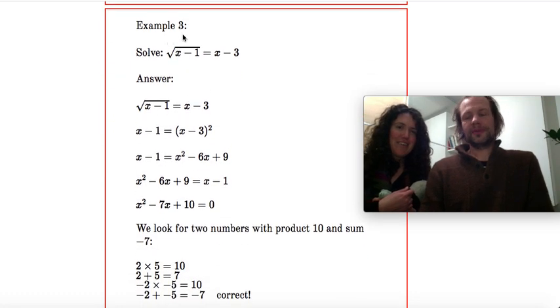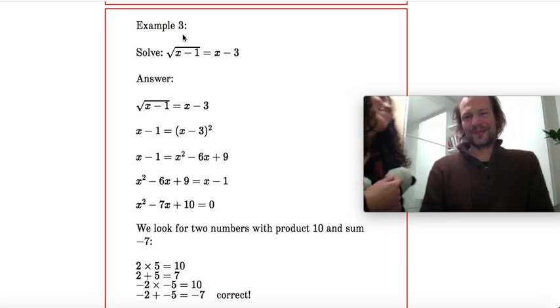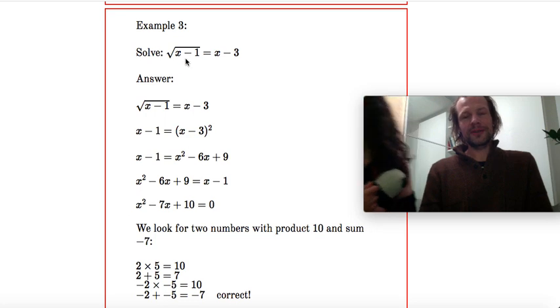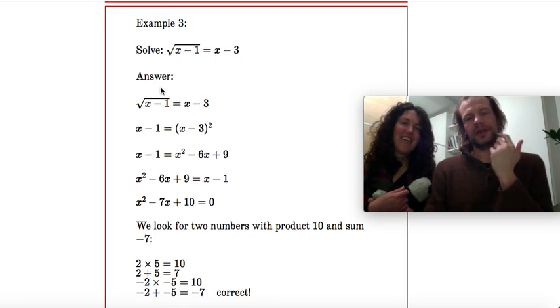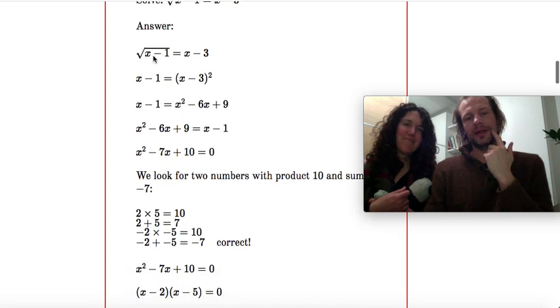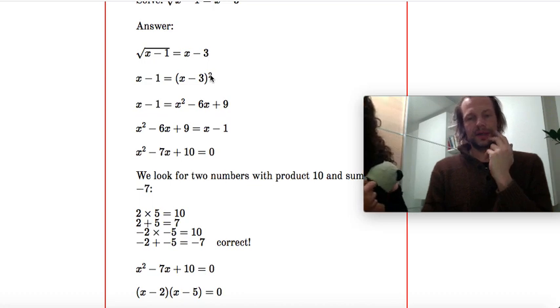So example 3. Square root of x minus 1 is x minus 3. It's already isolated, so you know what to do. Square. So we take the square and then we have x minus 1 on this side. But the x minus 3 becomes x minus 3 squared. So you have to solve for x on both sides.